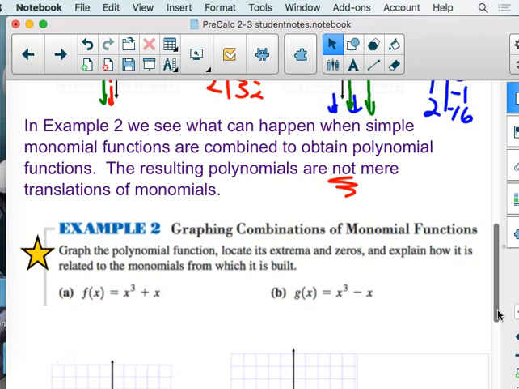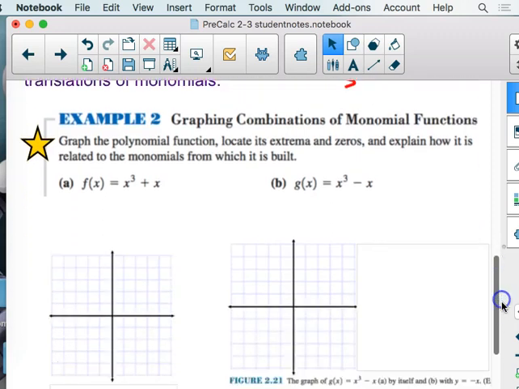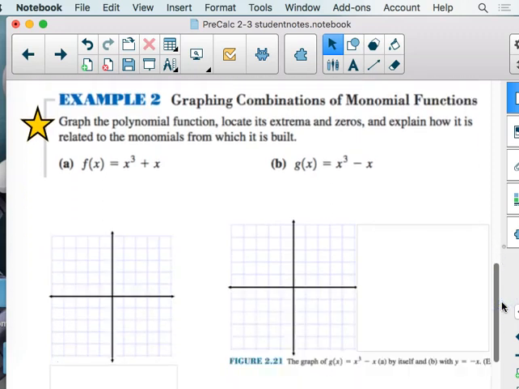So a lot of the things that we thought we knew will still hold over, but there are going to be some new pieces here when we go through these. Notice the big star has new pieces. So, graphing combinations of monomial functions. Graph the polynomial function, locate its extrema and zeros, and explain how it's related to the monomials from which it is built. Oh my goodness, that's a mouthful.